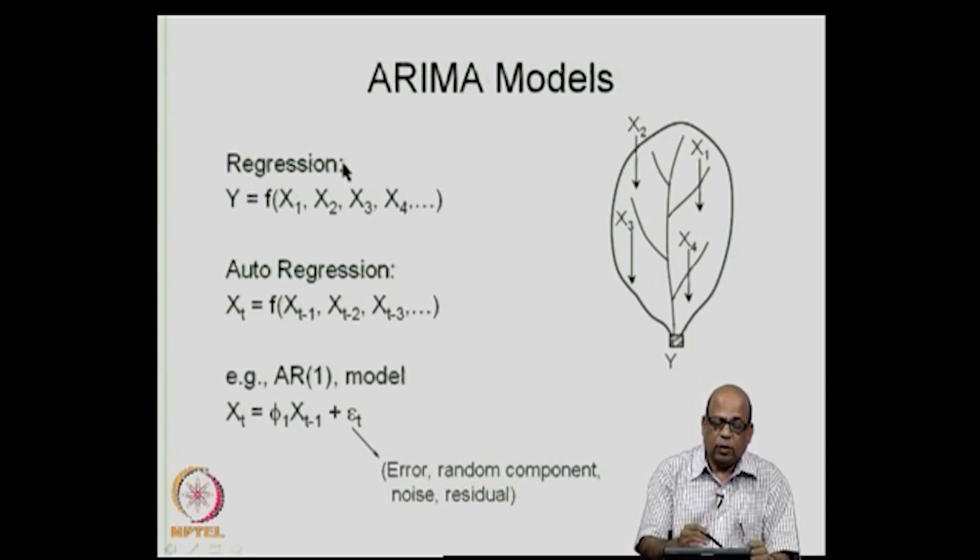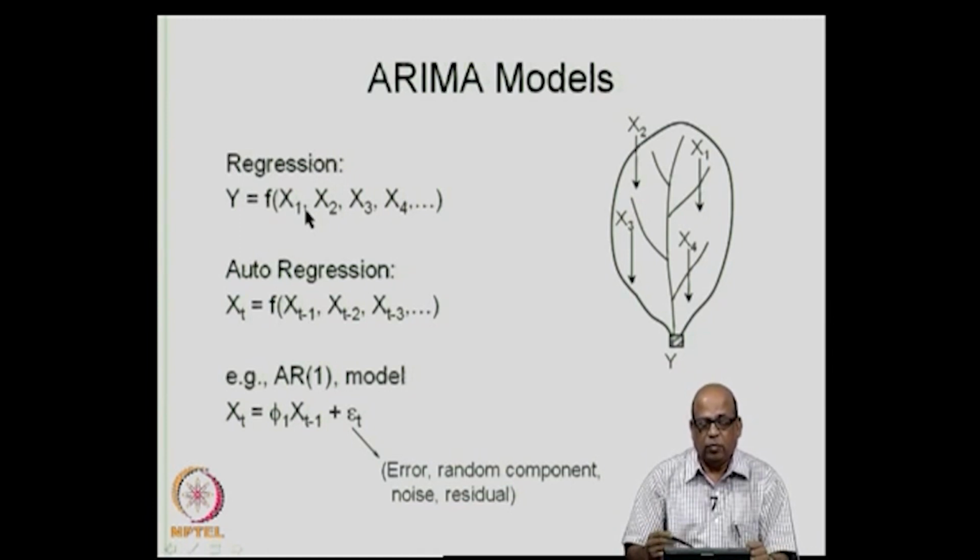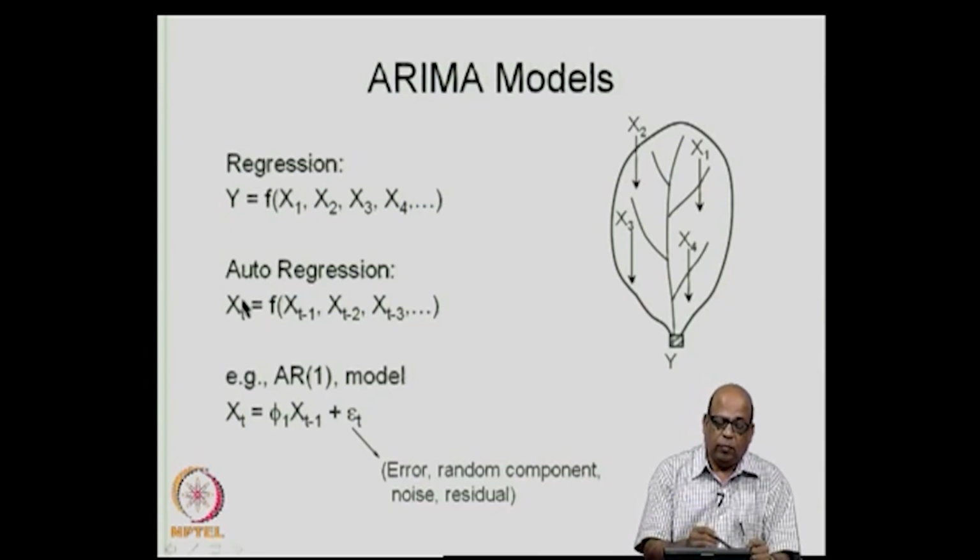Whenever we talk about regression, we generally understand that you are regressing one variable with other variables. In the auto regression, what we do is we are regressing the variable upon itself, but the values that the variable has taken at different time periods. So, for example, you are talking about x t being dependent upon x t minus 1, x t minus 2, x t minus 3, etcetera.